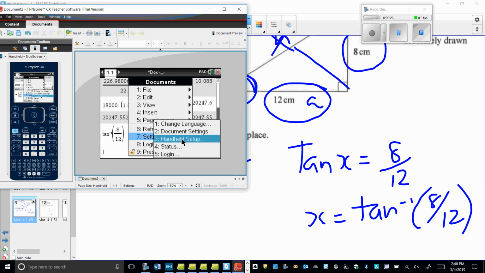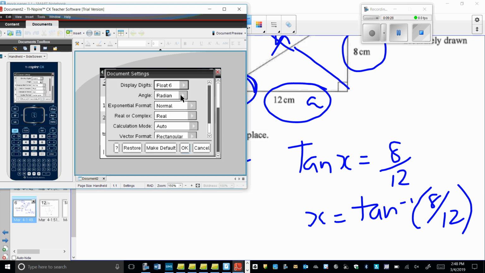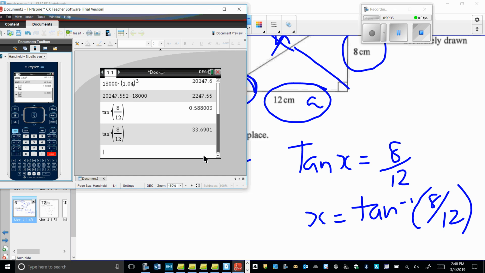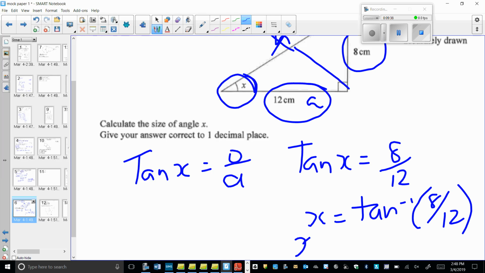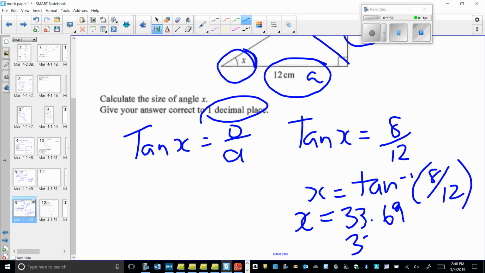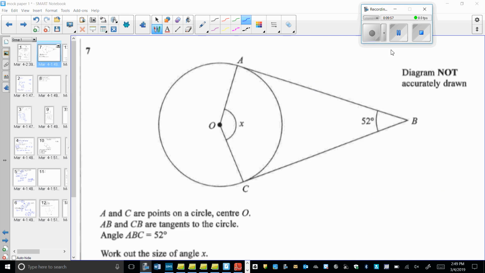Document settings. Got to make default. Okay. So we've got 33. Whoops, I've lost it. 33.6 was it? 0.669 to 1 decimal place is 33.7. Okay. Right.